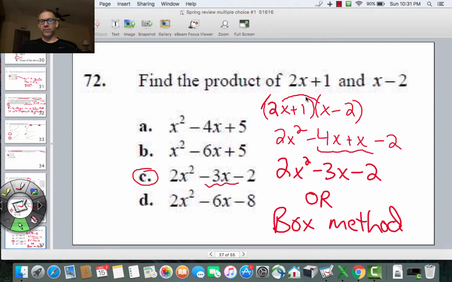This one we want to multiply these two binomials together. So we're going to make sure we use the distributive property. 2x times x is 2x squared. 2x times negative 2 is negative 4x. 1 times x is x. 1 times negative 2 is negative 2. And then combine your like terms. So that's negative 3x. Or we could use the box method, which is what I'll do on the next problem.